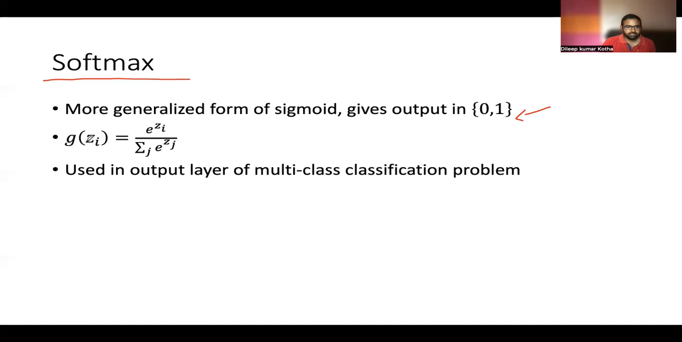What it does is it takes the exponent of the input value and then divides with summation of all input values. This way, it will make sure its value will be between 0 and 1, as well as it will give us a better output for classification problems.